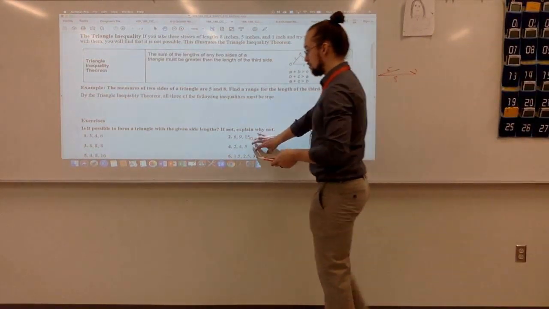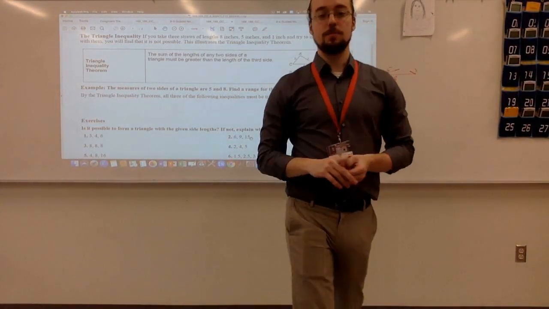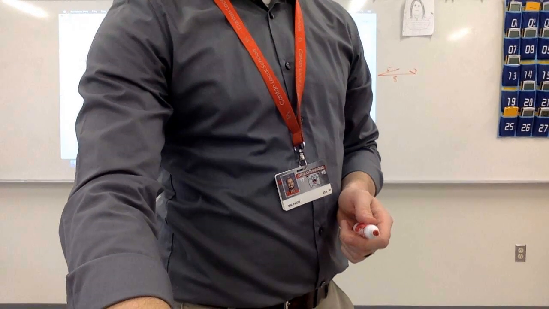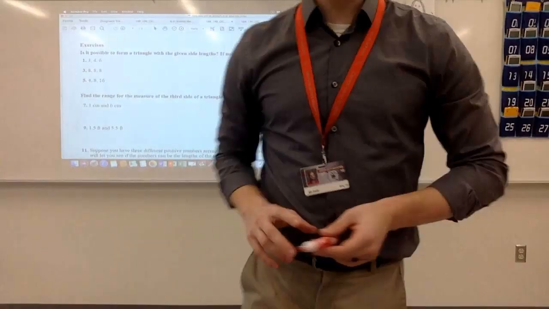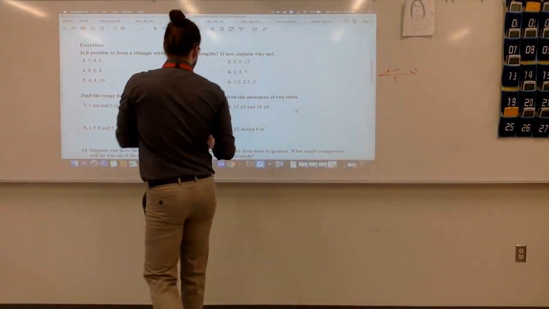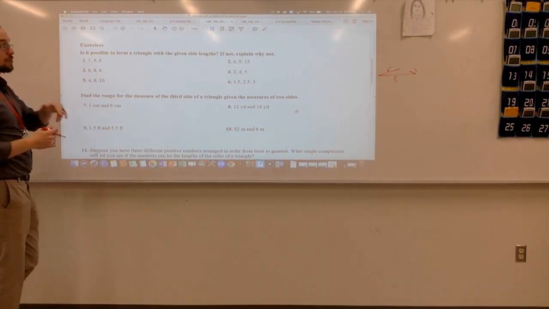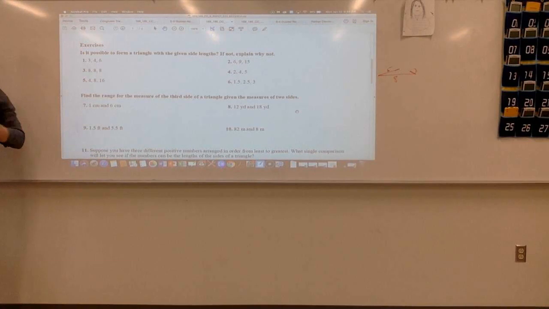So we're going to go ahead and jump down to the exercise here. We're going to skip the example and come back to that in a second. But these first few exercises just say, here are three side lengths. Is it possible to form a triangle with these? Well, what we want to do is find the two smallest ones, add them together, and see if that sum is bigger than the third side.